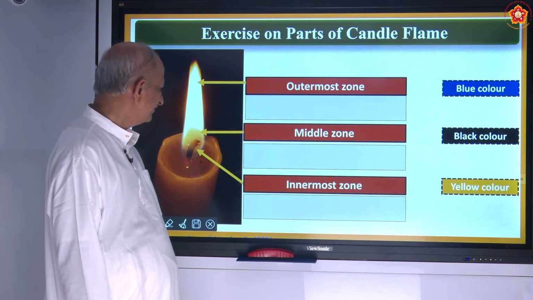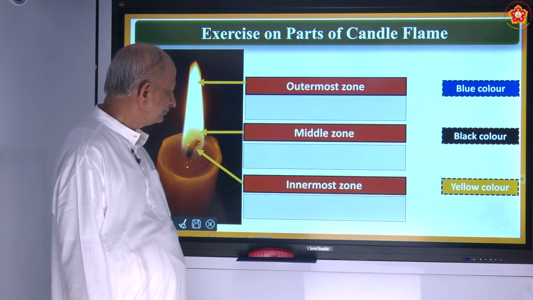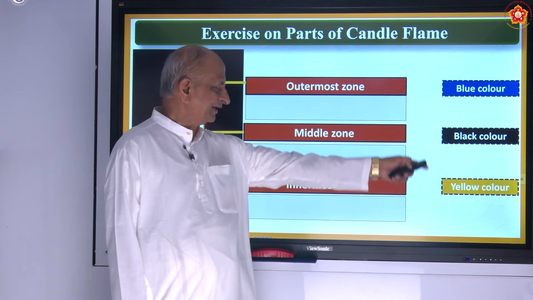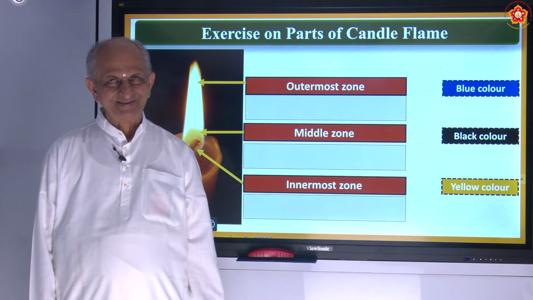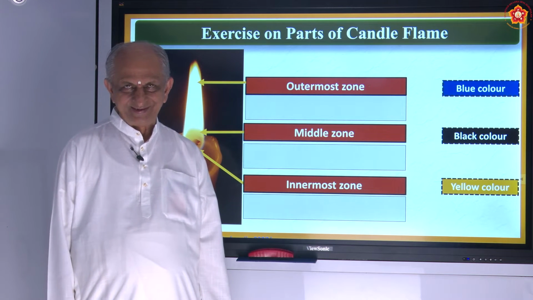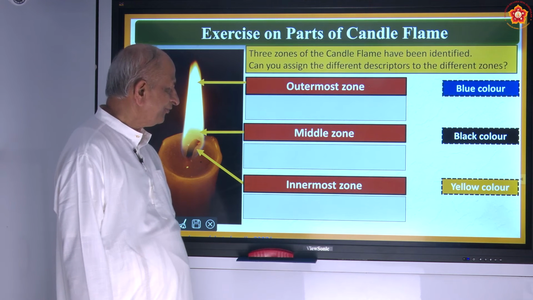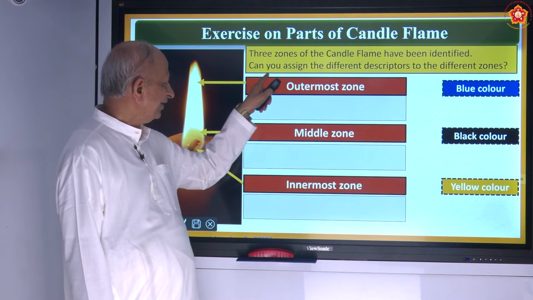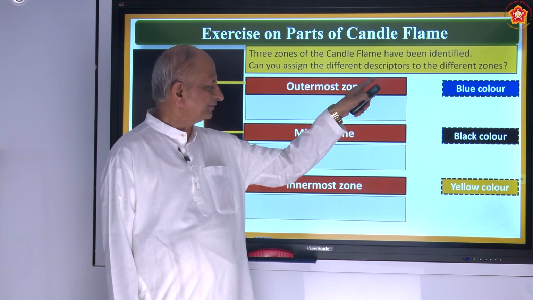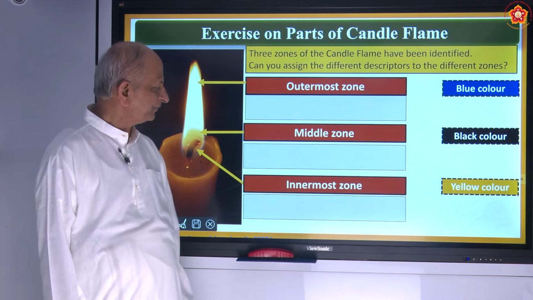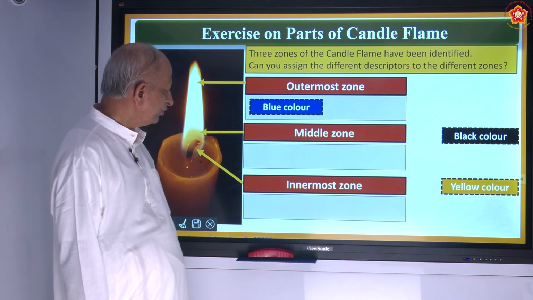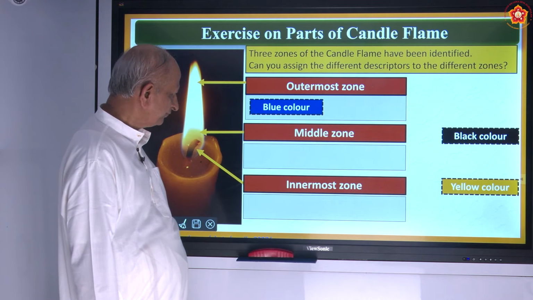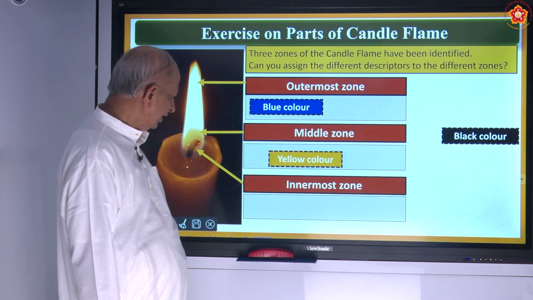Match the following. Outermost zone, middle zone, innermost zone, and these are the colors. Can you match it? Yes? Try. First, the three zones of the candle flame have been identified. Can you assign the different descriptions to the different zones? The outermost zone will be blue in color, and the middle zone is yellow in color.